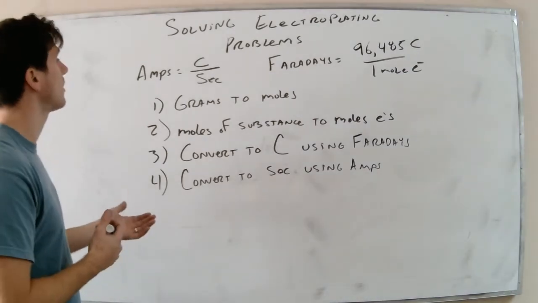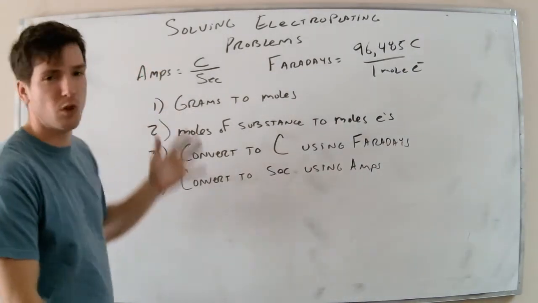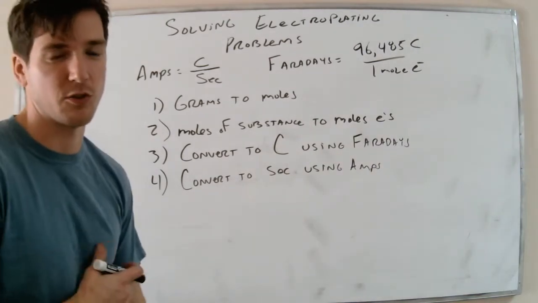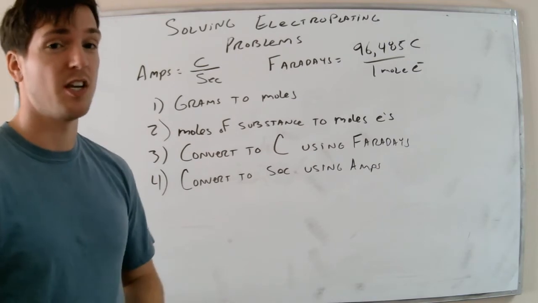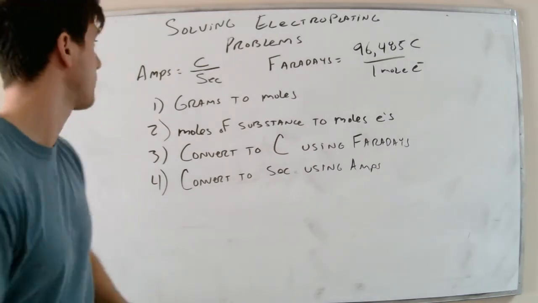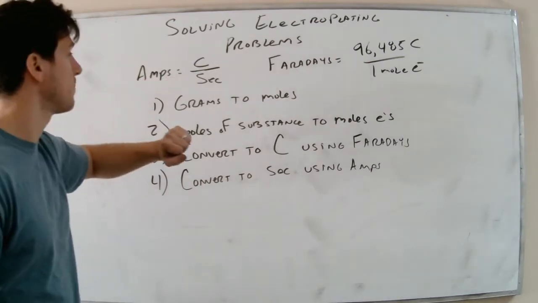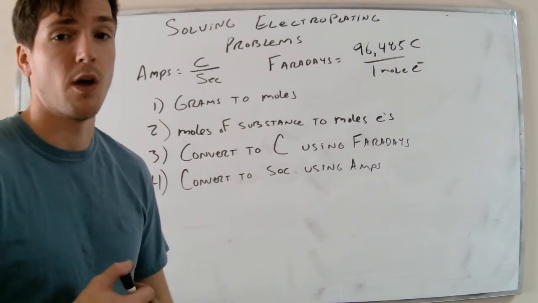The first thing you need to know is amps is current, and it's just coulombs per second, right? Amps is the most dangerous thing in electricity. It is the thing that kills you, not voltage. The amps, you don't want a bunch of coulombs running through you per second. You want a low amperage, but that's a good unit to note. And then Faraday's, you gotta know that it's coulombs over 1 mole of electron.